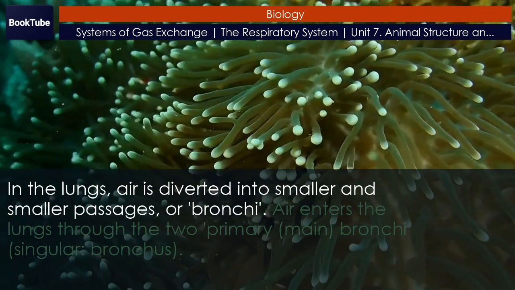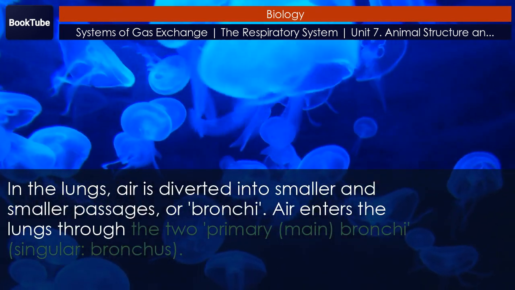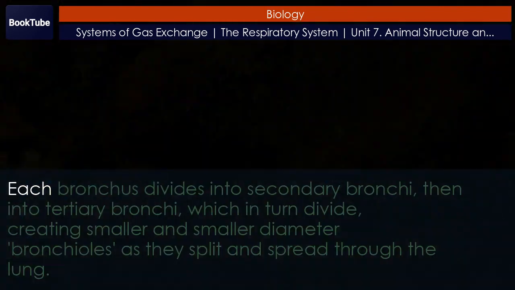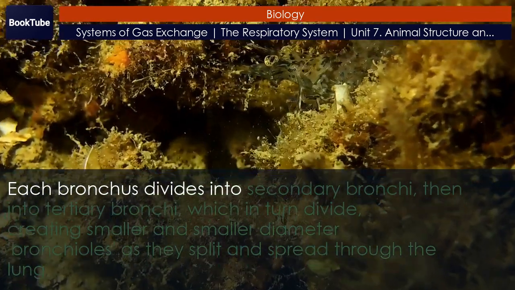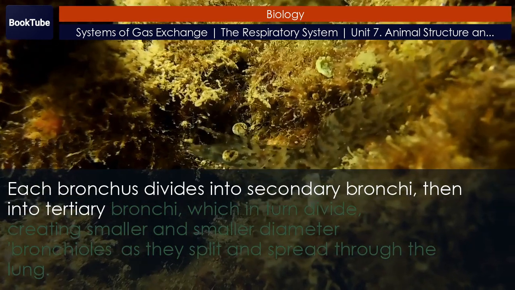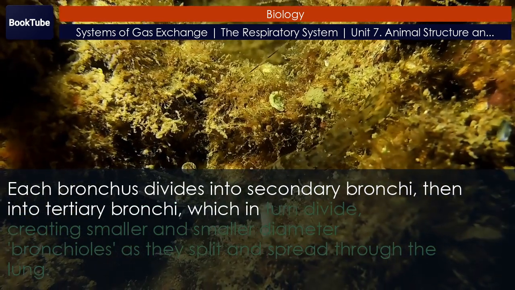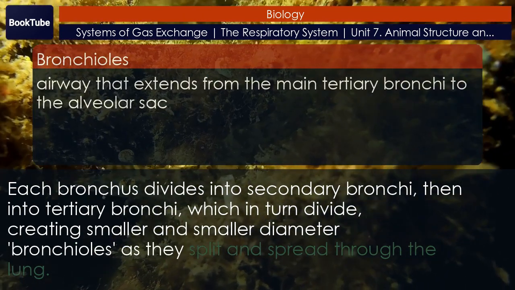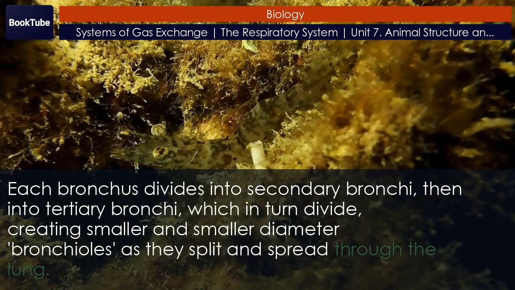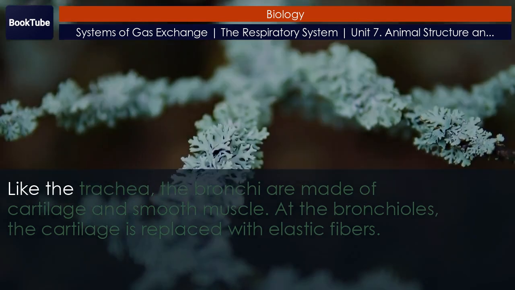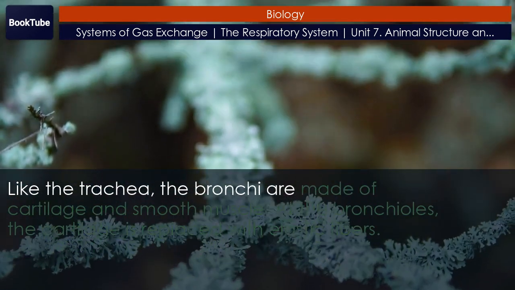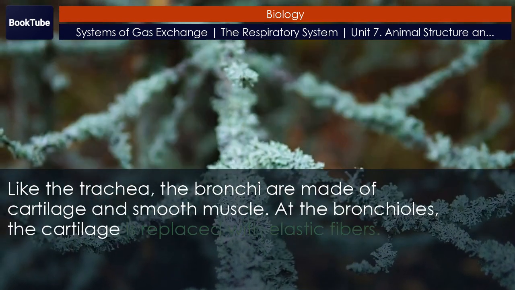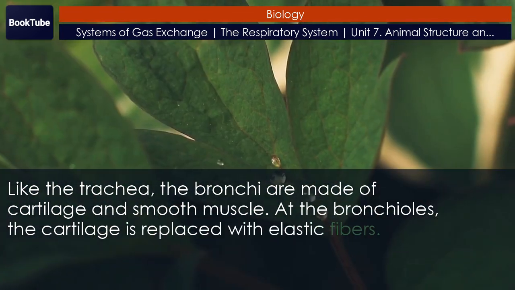Air enters the lungs through the 2 primary (main) bronchi, singular bronchus. Each bronchus divides into secondary bronchi, then into tertiary bronchi, which in turn divide, creating smaller and smaller diameter bronchioles as they split and spread through the lung. Like the trachea, the bronchi are made of cartilage and smooth muscle. At the bronchioles, the cartilage is replaced with elastic fibers.